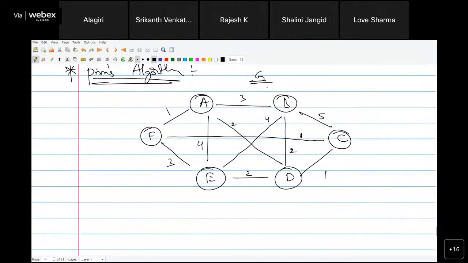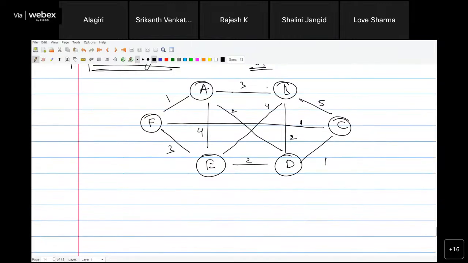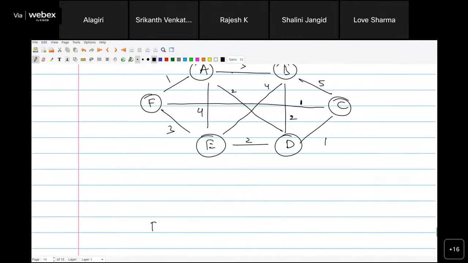So what Prim's algorithm says is, you pick the least weighted edge. So here we have 3 edges, you pick any one of it. So I will develop my spanning tree like this. So I have picked AF edge.